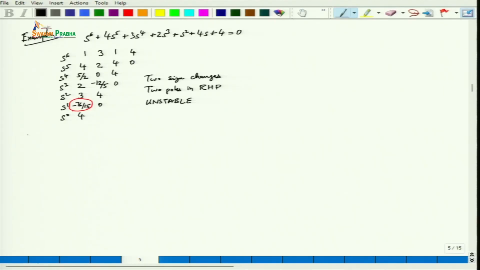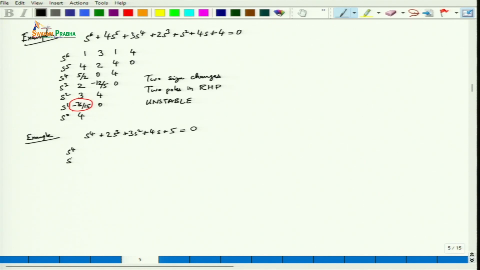Now let us look at another example. So we have s to the power 4 plus 2s cube plus 3s square plus 4s plus 5 is equal to 0. If you check all the coefficients, the coefficients are positive. So the necessary condition is satisfied. So we will now look into formulating the Routh stability array.